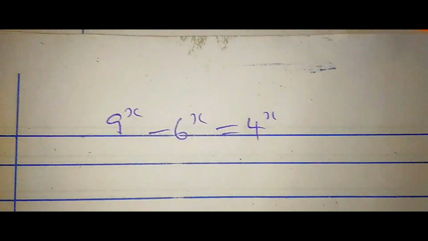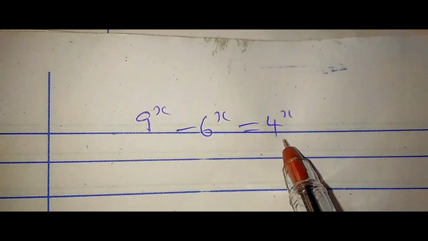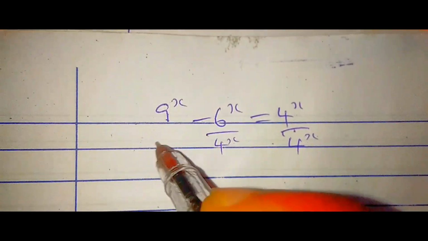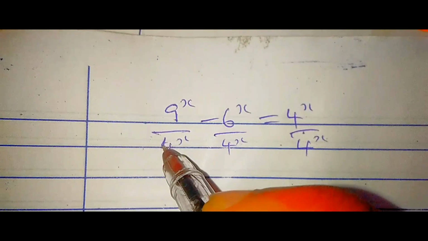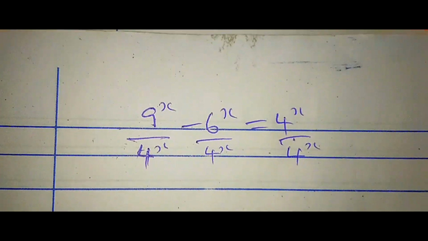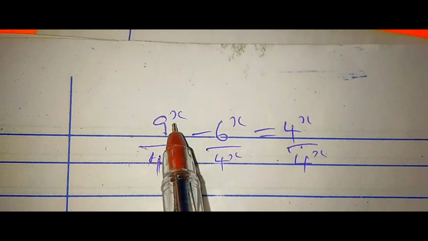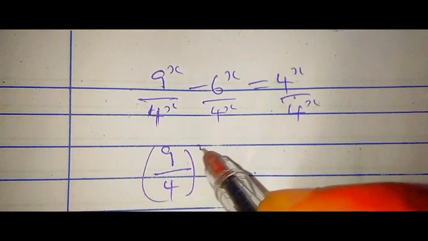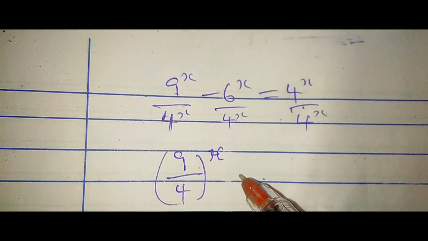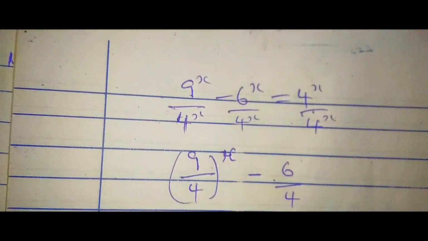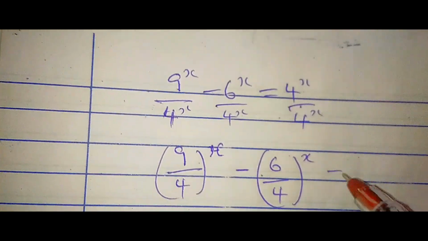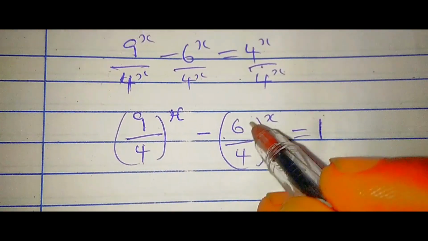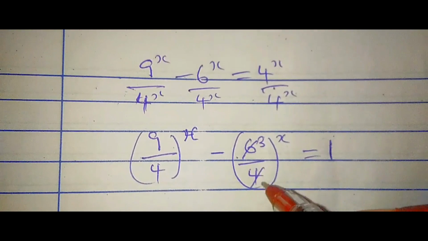So the first thing to do is to divide through by what? 4 raised to the power x, divide through by 4 raised to the power x. Now by the time we do that, we observe that this is going to be 9 over 4 raised to the power x minus 6 over 4 raised to the power x is equals to 1.